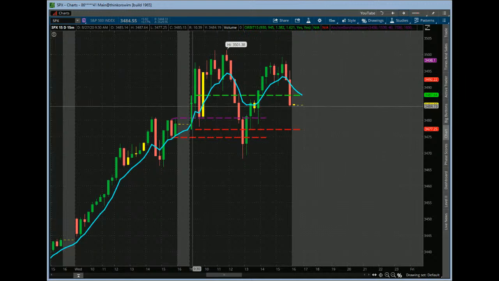Sometimes we do get trend days. Like here, yesterday we had down, up, and then we started to trend. And then today we had a couple reversals, so we had one sharp reversal here.